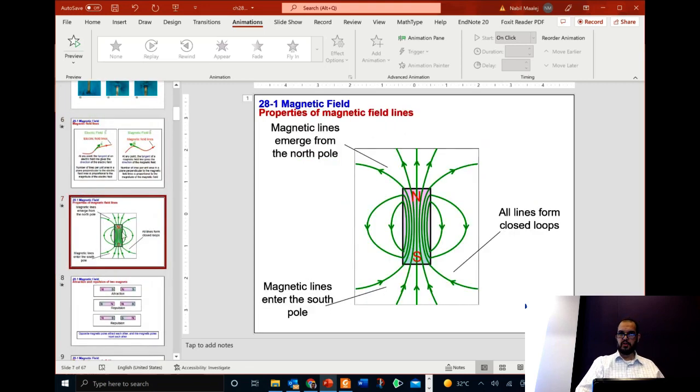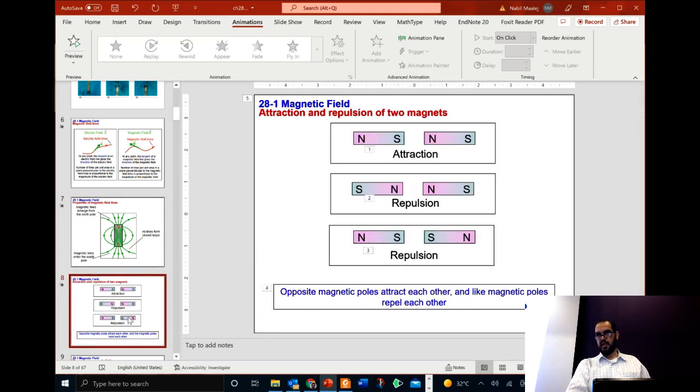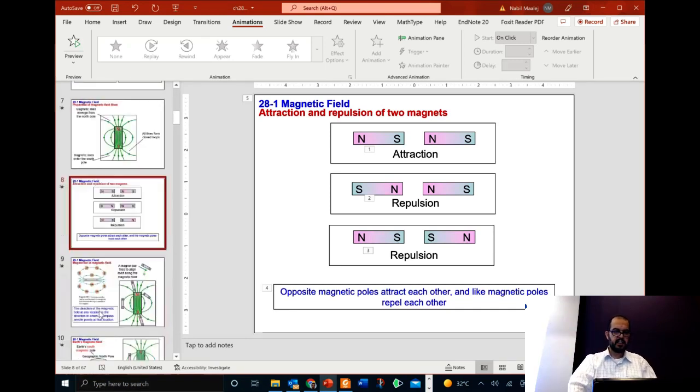We said also that the magnetic field lines always go out of the north pole of a magnet towards the south pole of the magnet. So the direction is always from the north to the south pole, as you can see here, where we are drawing the magnetic field lines. We also mentioned that opposite magnetic poles will attract each other. If you bring a north to a south pole, they will attract each other. But if you bring north to north pole, with two bar magnets, they will repel each other. And if you bring south to south, they will also repel each other.